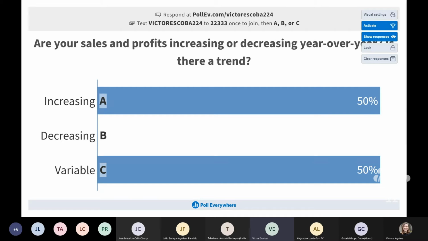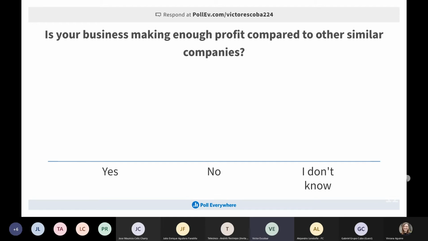So that is for the growth. It seems that 50% of the companies are increasing their profits, and the other 50% is variable, but nobody is losing money so far. That is pretty good for the measurement that we are doing. The second question is: is your business making enough profit compared to other similar companies? Have you ever measured if your profit is the same, better, or worse than your competitors?